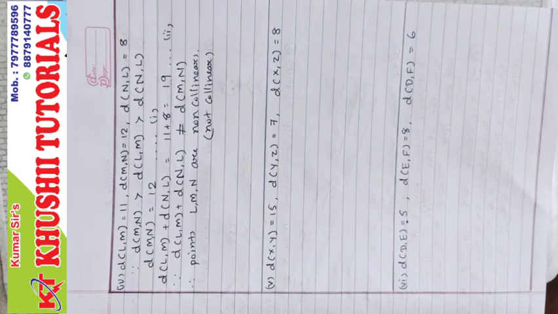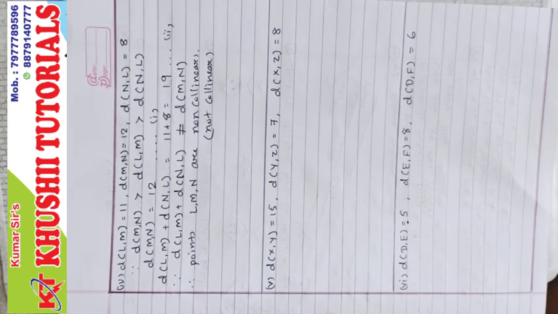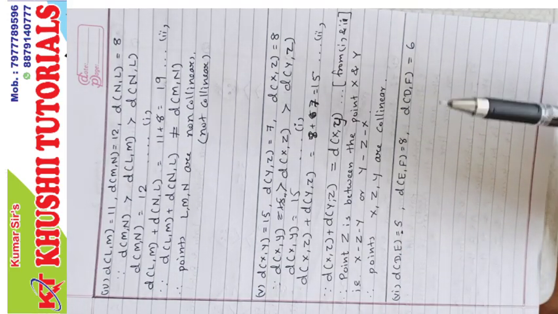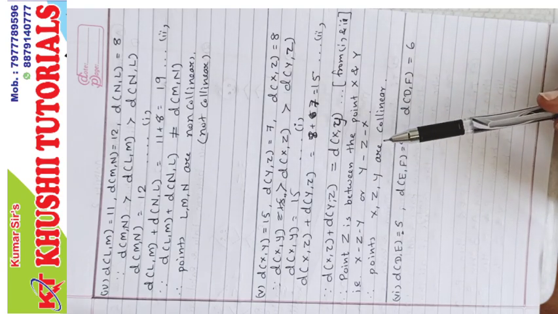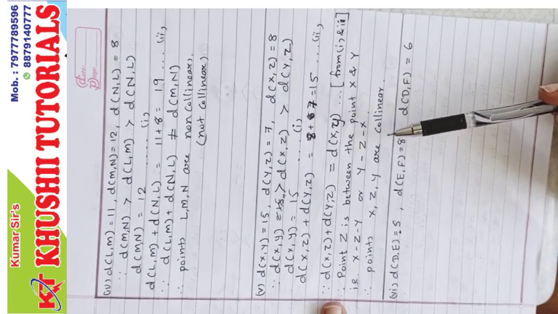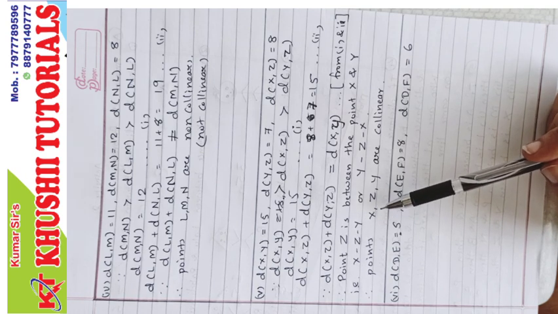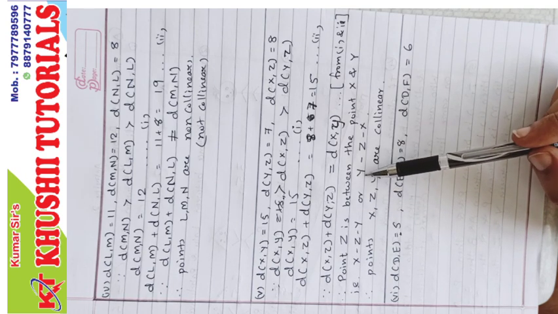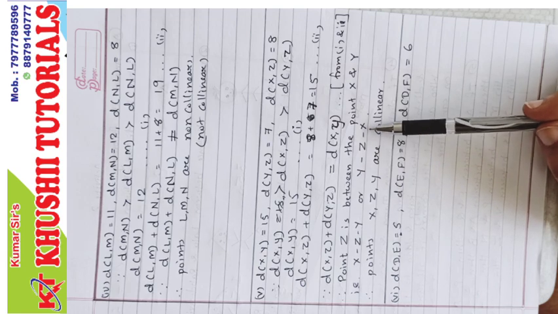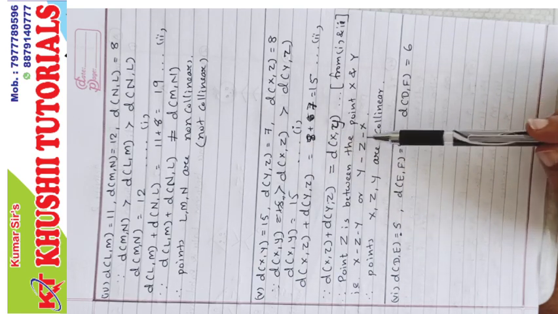Number 5 I have done. Now you have to do your own, because already we have done fourth sum. The fifth one I have already done. Here the points are collinear, X dash Z dash Y or Y dash Z dash X. So you have to do your own and just verify the answers.